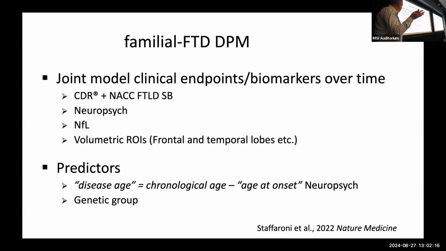So we have this joint model of endpoints. We have a cognitive score, various neuropsych tests, neurofilament light, which is a blood biomarker, and then volumetric regions of interest. And here's the difficult part, the predictors. Really, it's based on disease age. But what does that even mean? How do we even define what a disease age is? What does an onset of disease mean? Even how do we get a working definition that we know is the same for every individual? That's the difficult part of this problem.